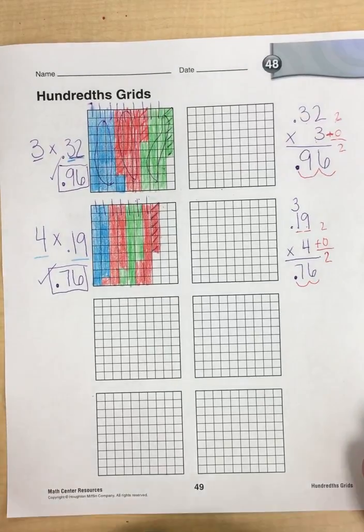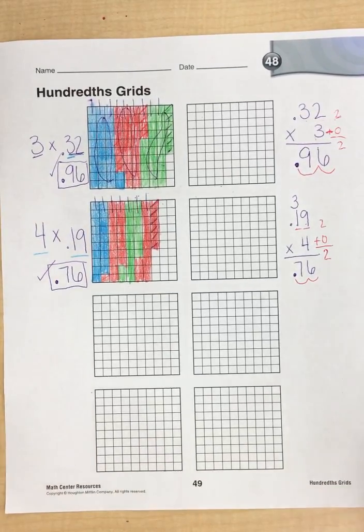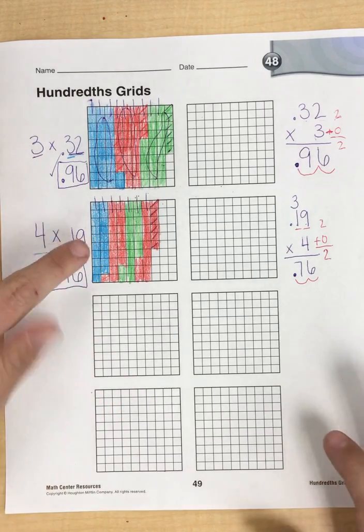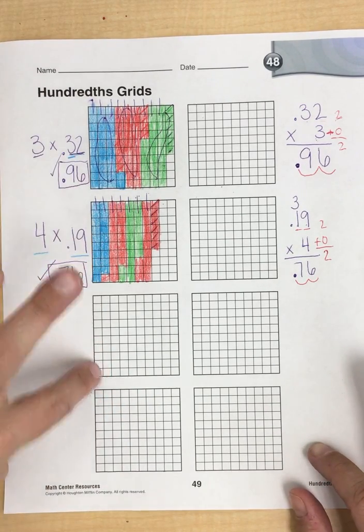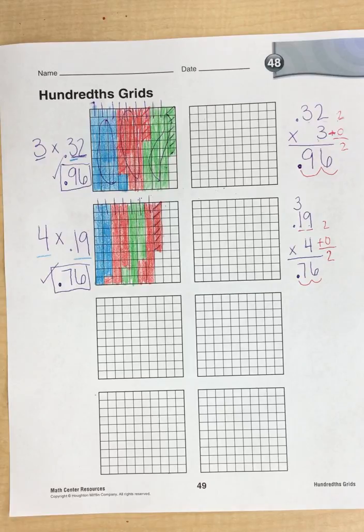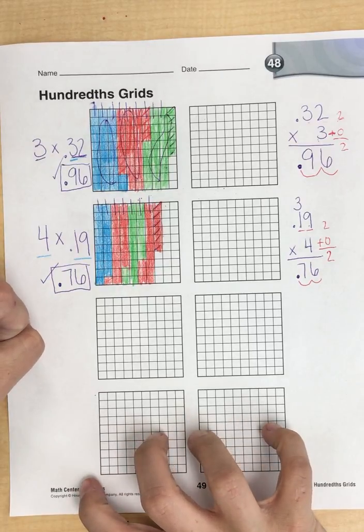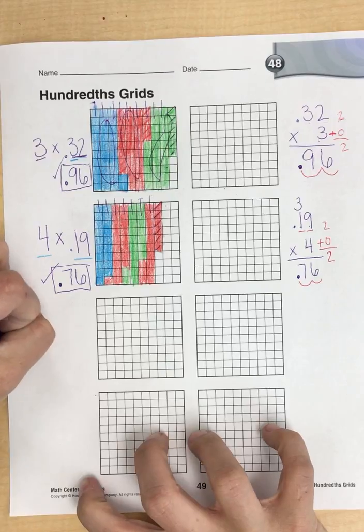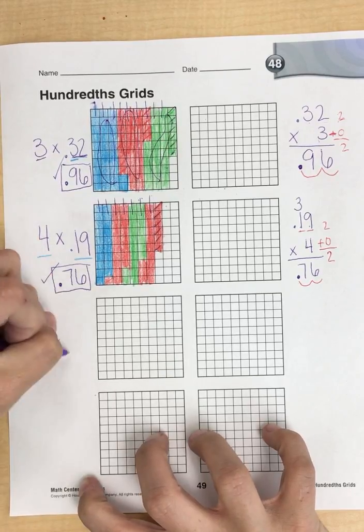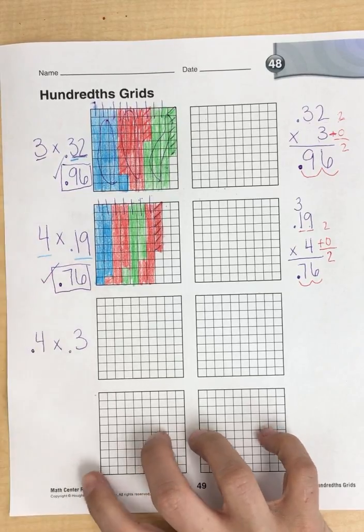So let's look at multiplying a decimal times a decimal. This was multiplying a decimal times a whole number. Now I want to multiply a decimal times a decimal, and this is where it can get kind of tricky. So when I'm multiplying 2 decimals, let's use the decimals 4 tenths times 3 tenths.